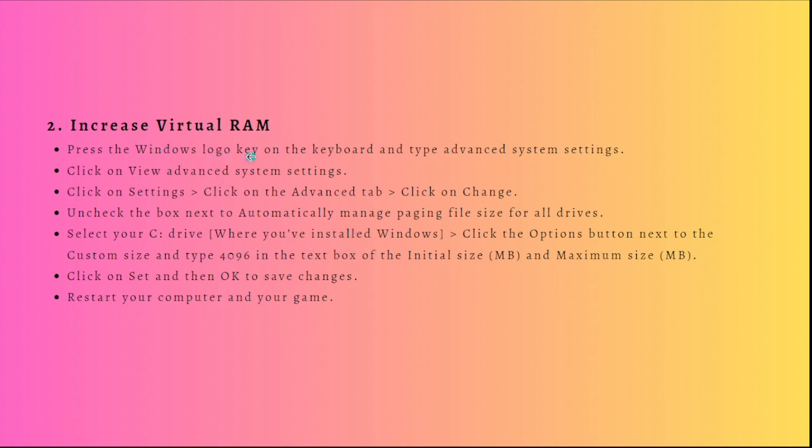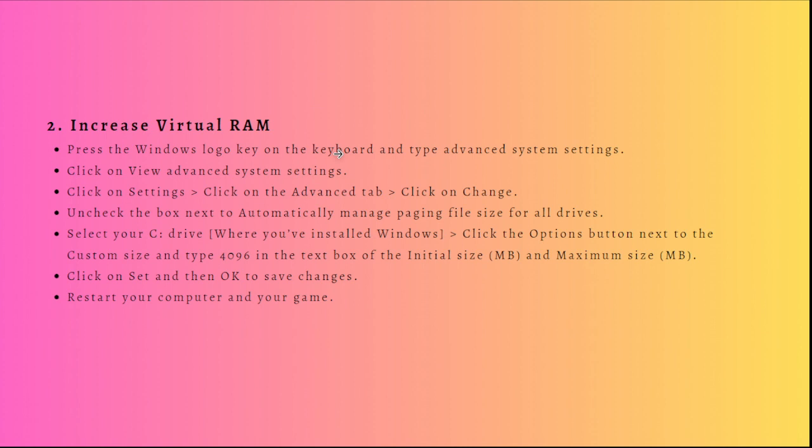So, press the Windows logo key on the keyboard and then type Advanced System Settings. And then click on View Advanced System Settings. Then click on Settings, then go to the Advanced tab and then click on Change. So, uncheck the box next to Automatically Manage Paging File Size for All Drives.